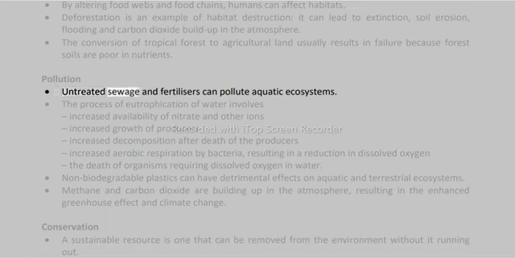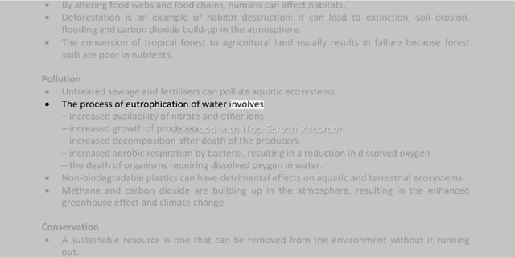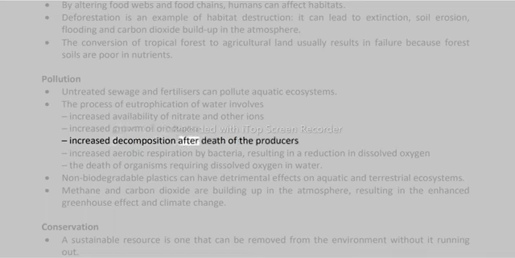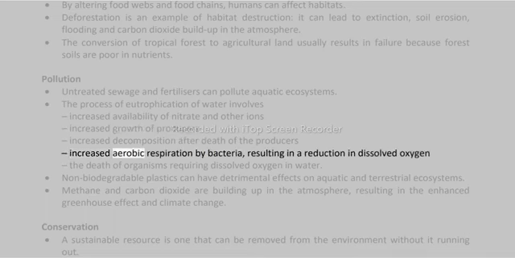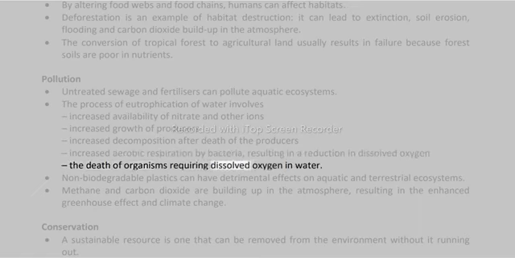Pollution. Untreated sewage and fertilizers can pollute aquatic ecosystems. The process of eutrophication of water involves increased availability of nitrate and other ions, increased growth of producers, increased decomposition after death of the producers, increased aerobic respiration by bacteria, resulting in a reduction in dissolved oxygen, the death of organisms requiring dissolved oxygen in water.